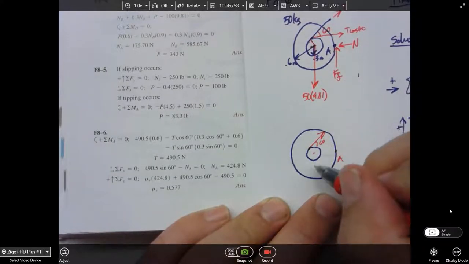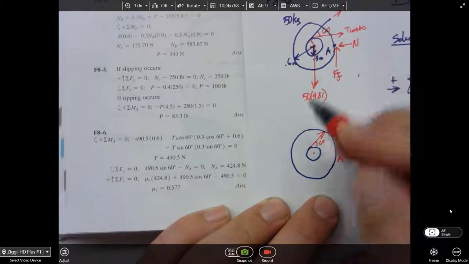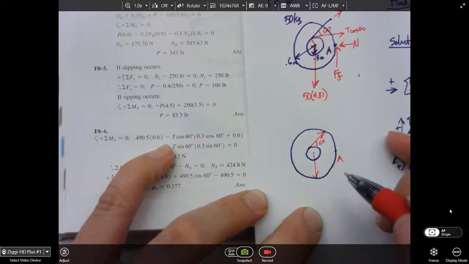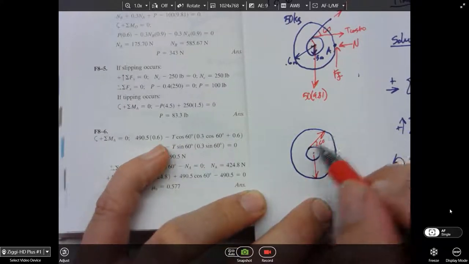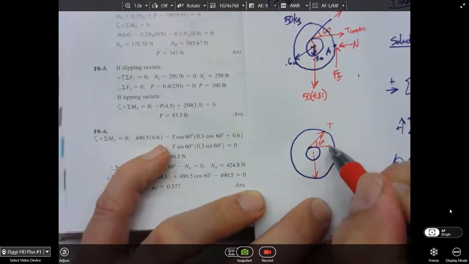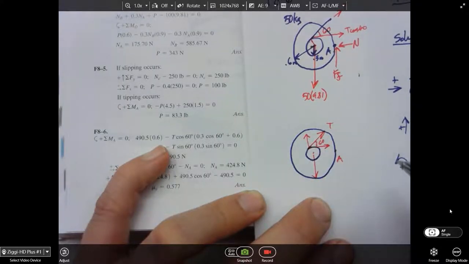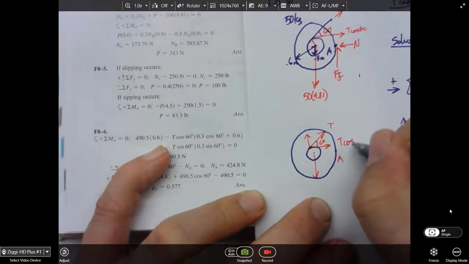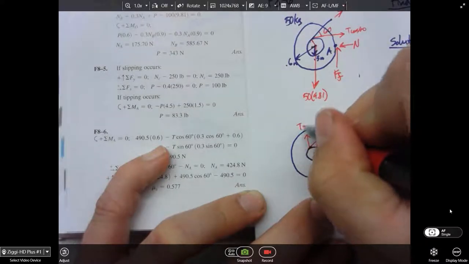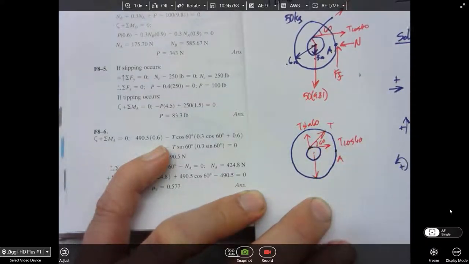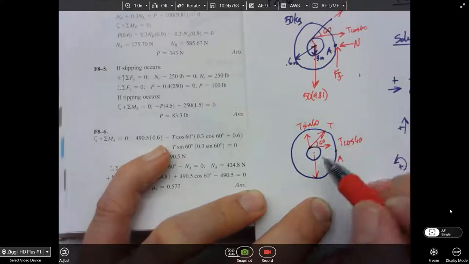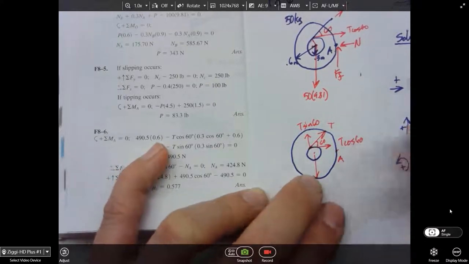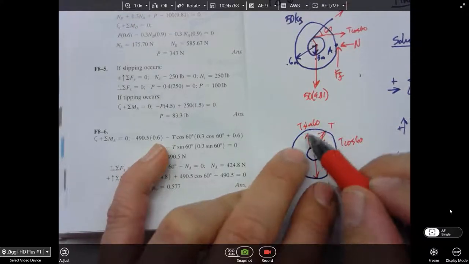And so what they do is that eliminates both my normal and my force of friction, and it just leaves the weight, which they're saying is 490.5 times 0.6. I agree with that. And then they say, well, let's break this T force into a horizontal piece and a vertical piece, right? Where the horizontal would be T cosine 60, and the vertical piece would be T sine 60. Agreed? Okay. So then they need to figure out about A, and this is where they go wrong: what's the perpendicular distance for the vertical piece to A?